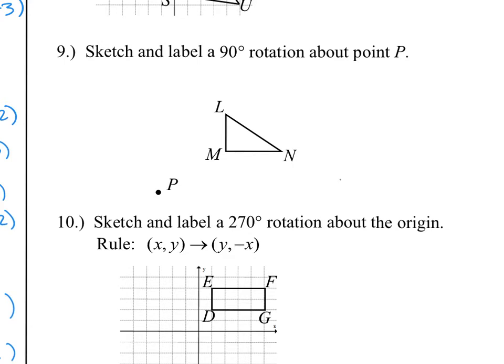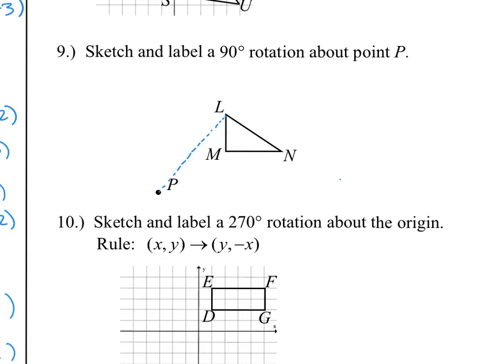So what I'm going to do is draw a segment that goes from L to the center of rotation, and then what I need to do is to determine where L prime should be. Well, L, P, L prime should form a right angle. So I need to know that L prime is going to be somewhere along this segment that makes a right angle with segment LP. So I'm going to just roughly sketch that.